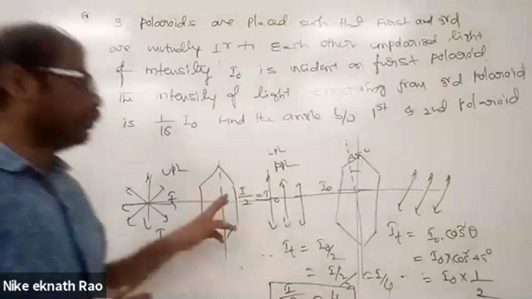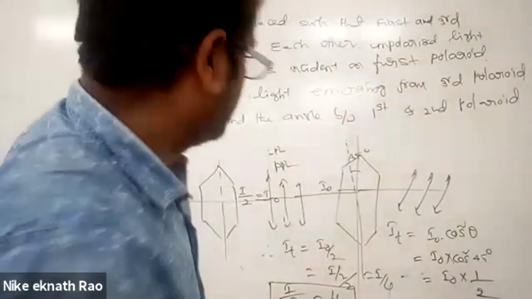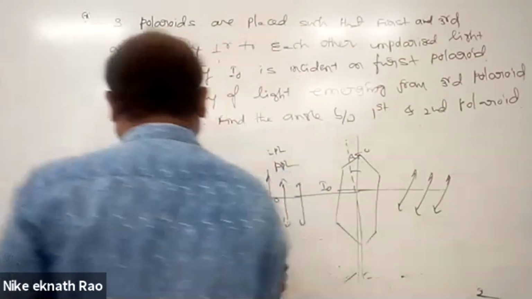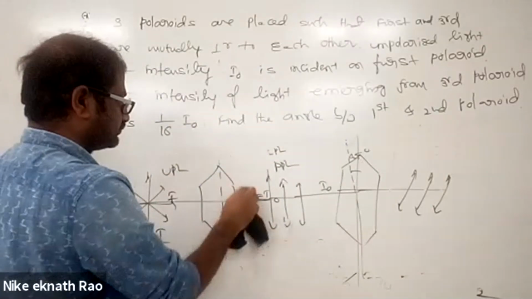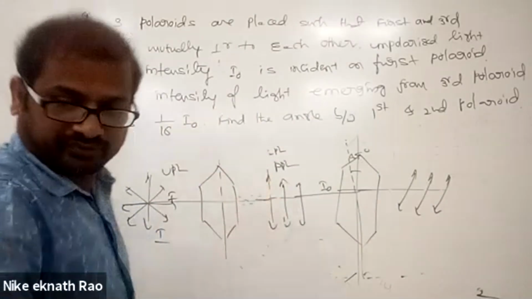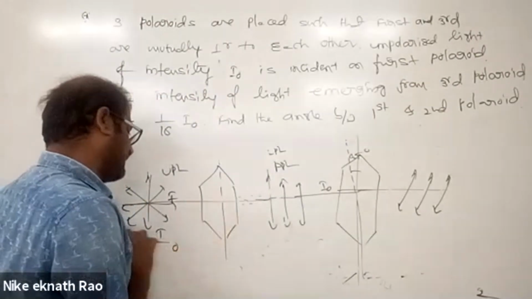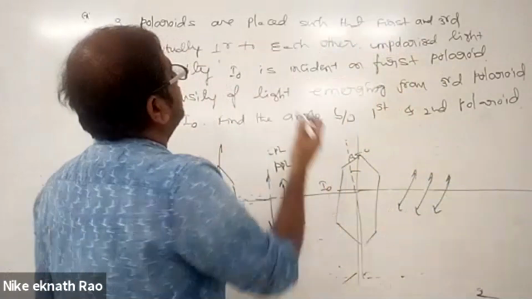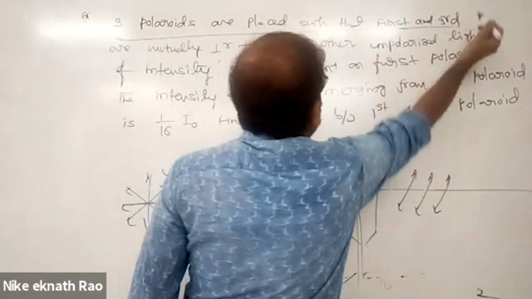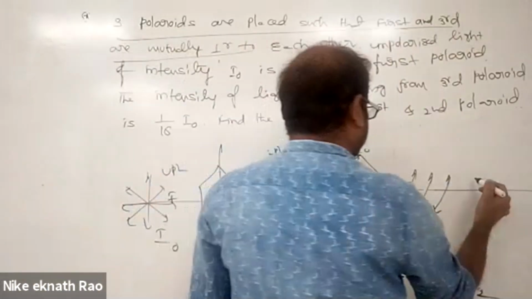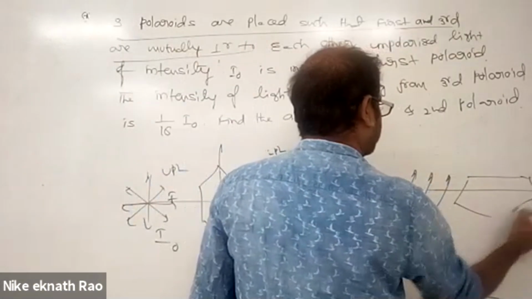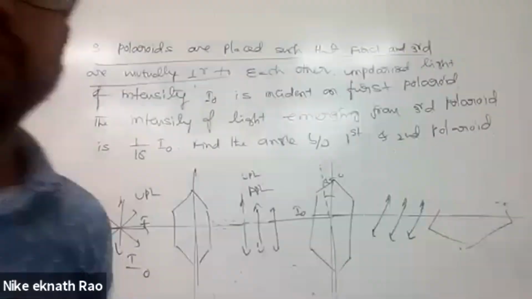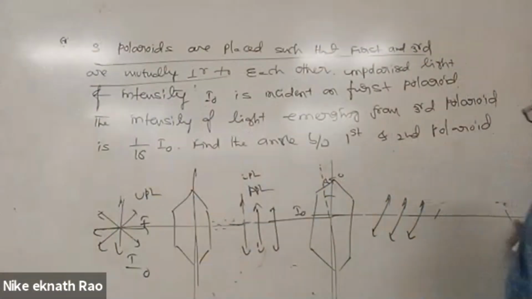Here we have two polaroids, and one more polaroid is placed. The first polaroid receives light of intensity I naught. One more polaroid is placed such that the pass axes of the first and third polaroids are perpendicular, that is, crossed polaroids.